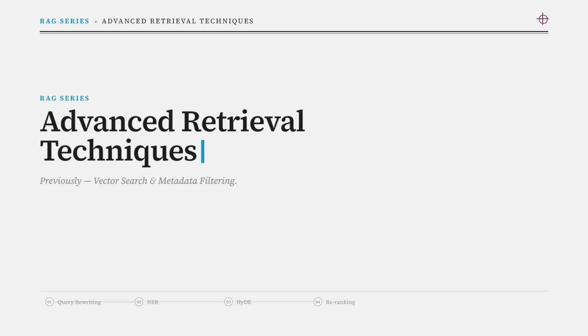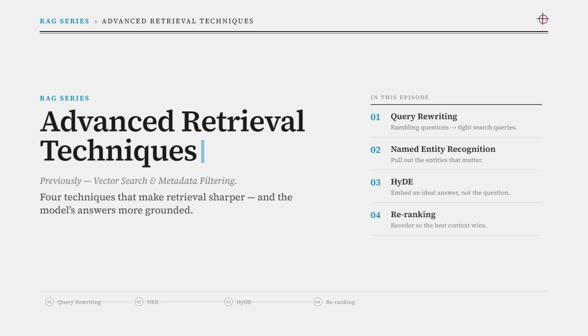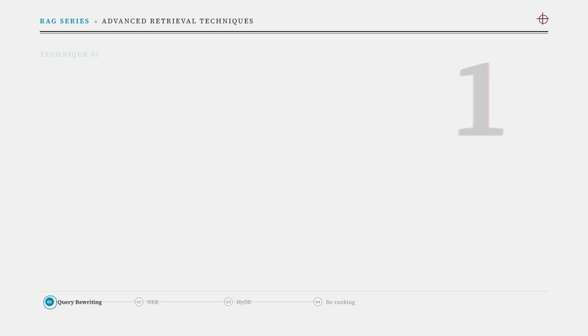Previously, we learned how vector search and metadata filtering retrieve relevant information from a vector database. Now it's time to level up. In this episode, we'll explore 4 advanced retrieval techniques that make production RAG systems significantly more accurate.